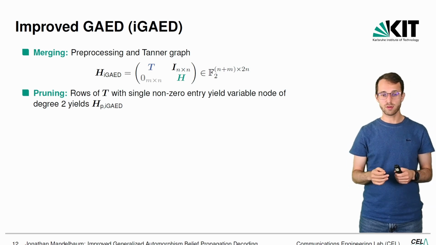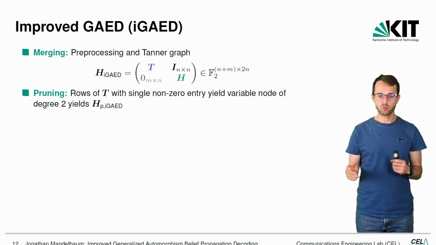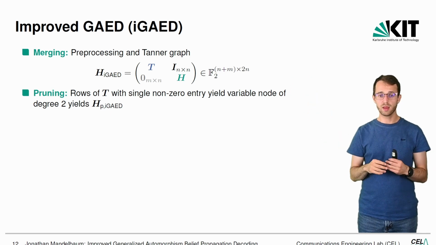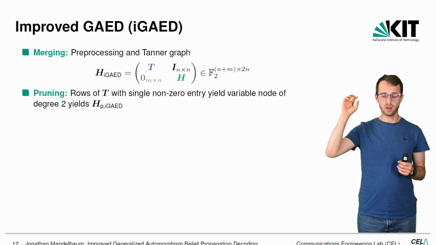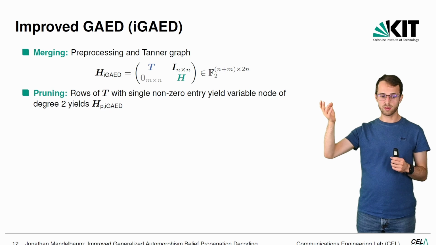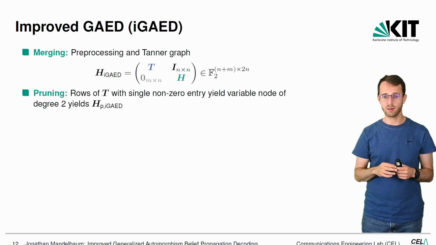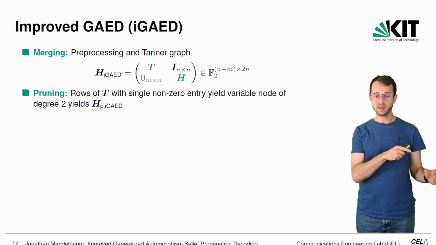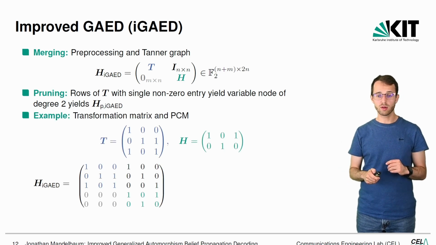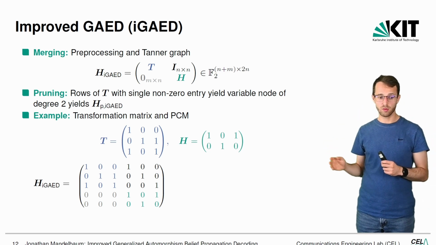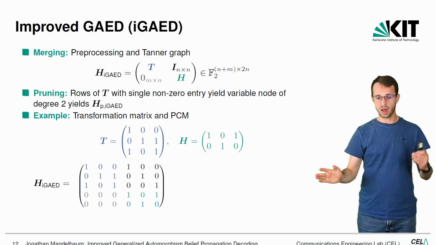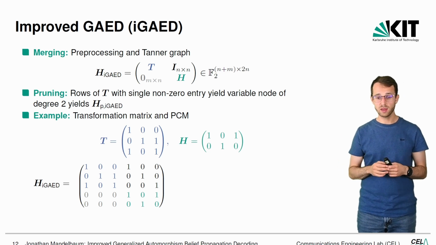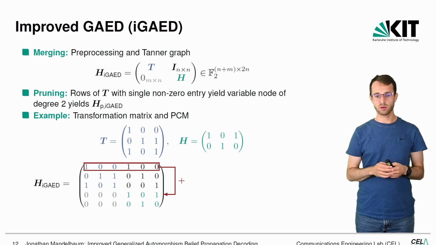This can also be represented using matrices. The merging of the preprocessing and the tenor graph of BP decoding can be expressed by just using the following merged parity check matrix, where we possess the transformation matrix in the upper left corner, the connection matrix which corresponds to the identity matrix in the upper right corner, and the parity check matrix in the lower right corner. And the pruning can be done as follows. We identify the rows of T with a single non-zero entry because they will result in check nodes of degree 2. For example, here we have the transformation matrix T, our arbitrary parity check matrix H for illustration. And as we can see, the first row of T has a single non-zero entry and therefore will yield the following row, which is a check node of degree 2.